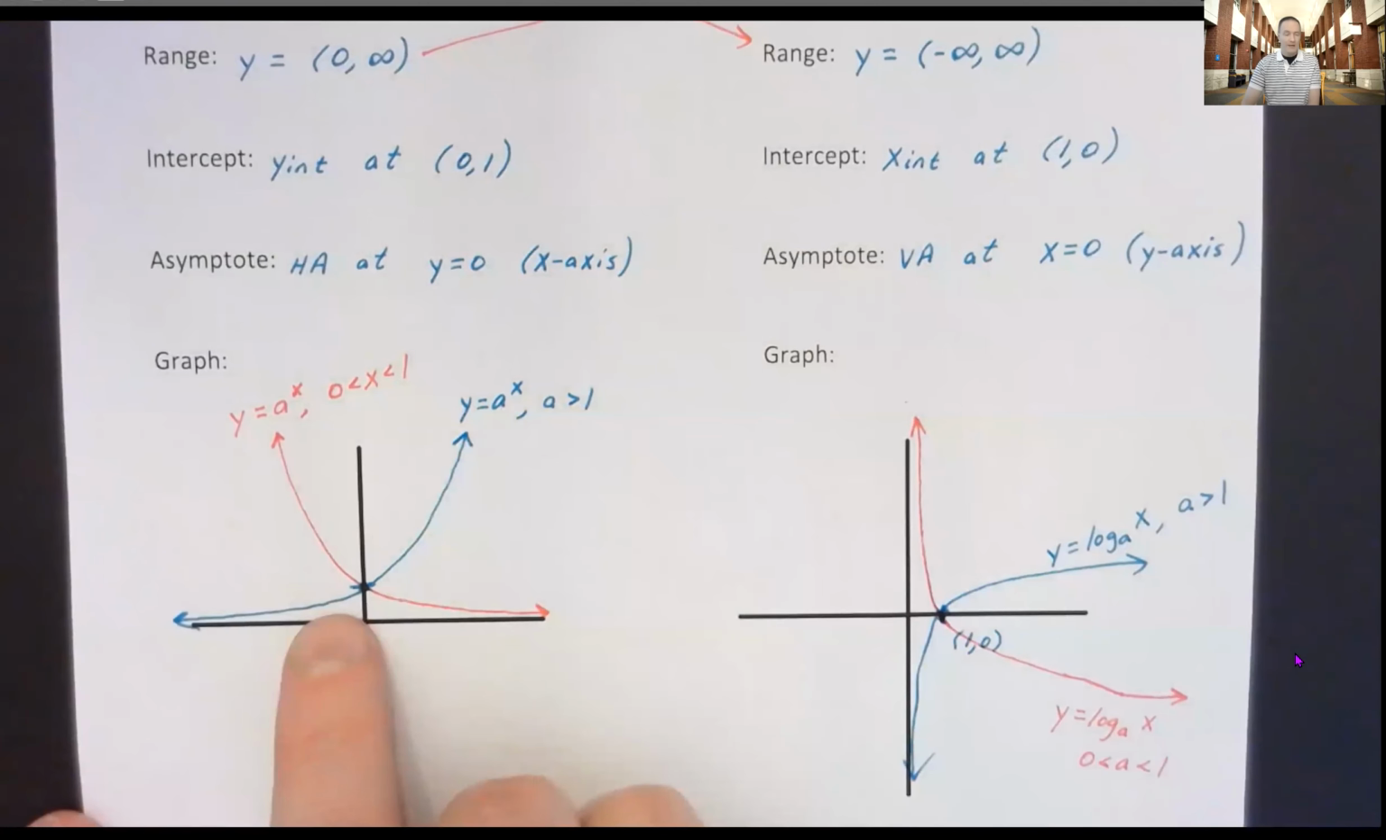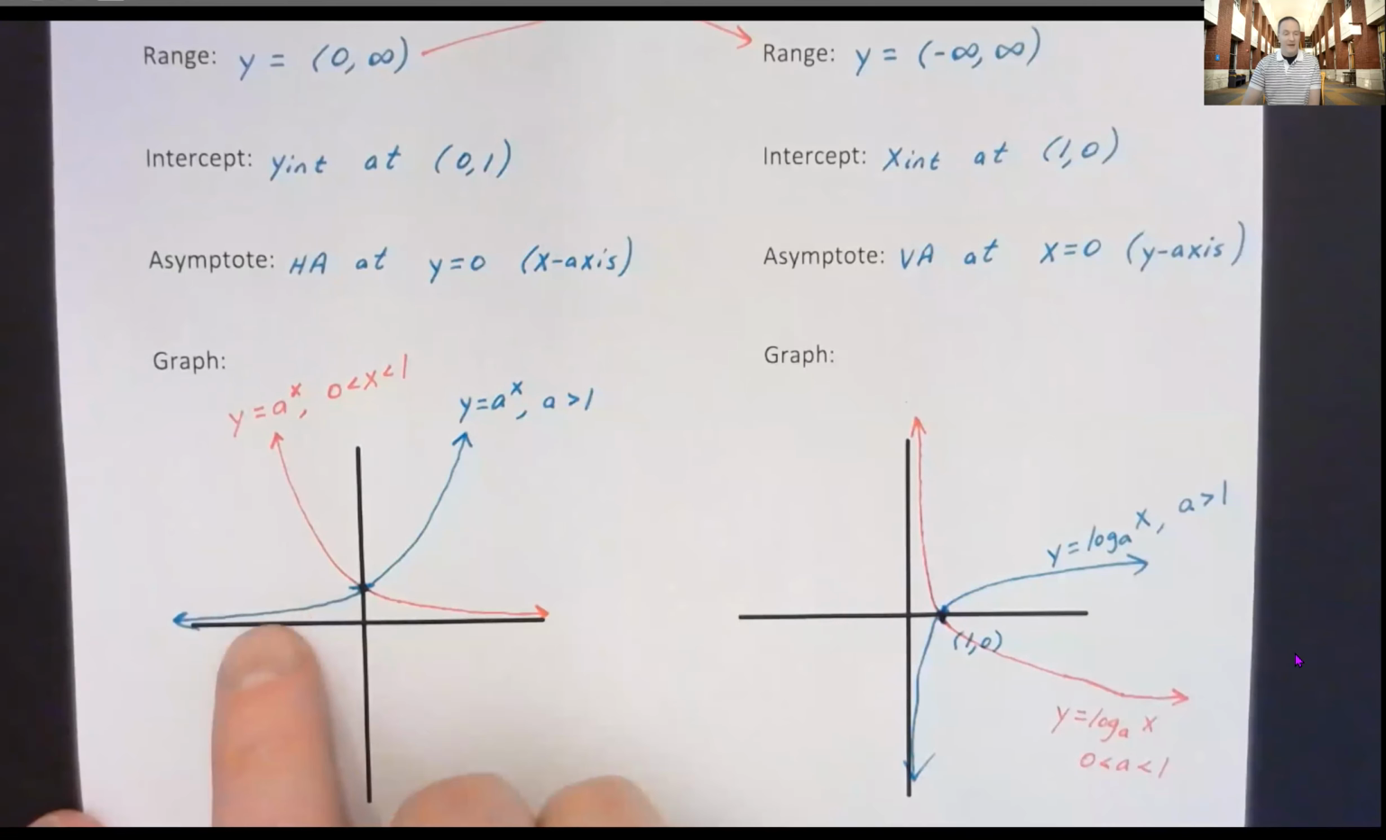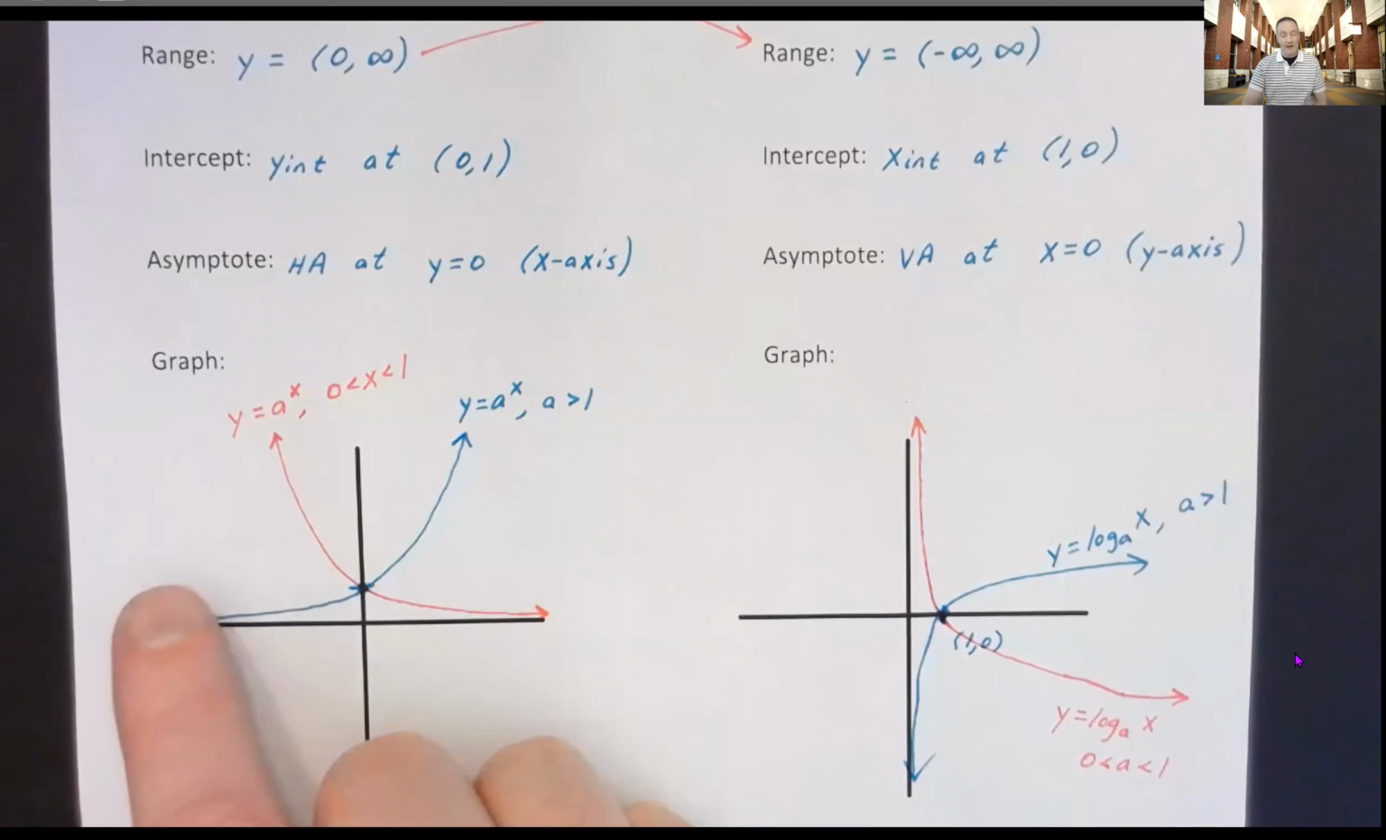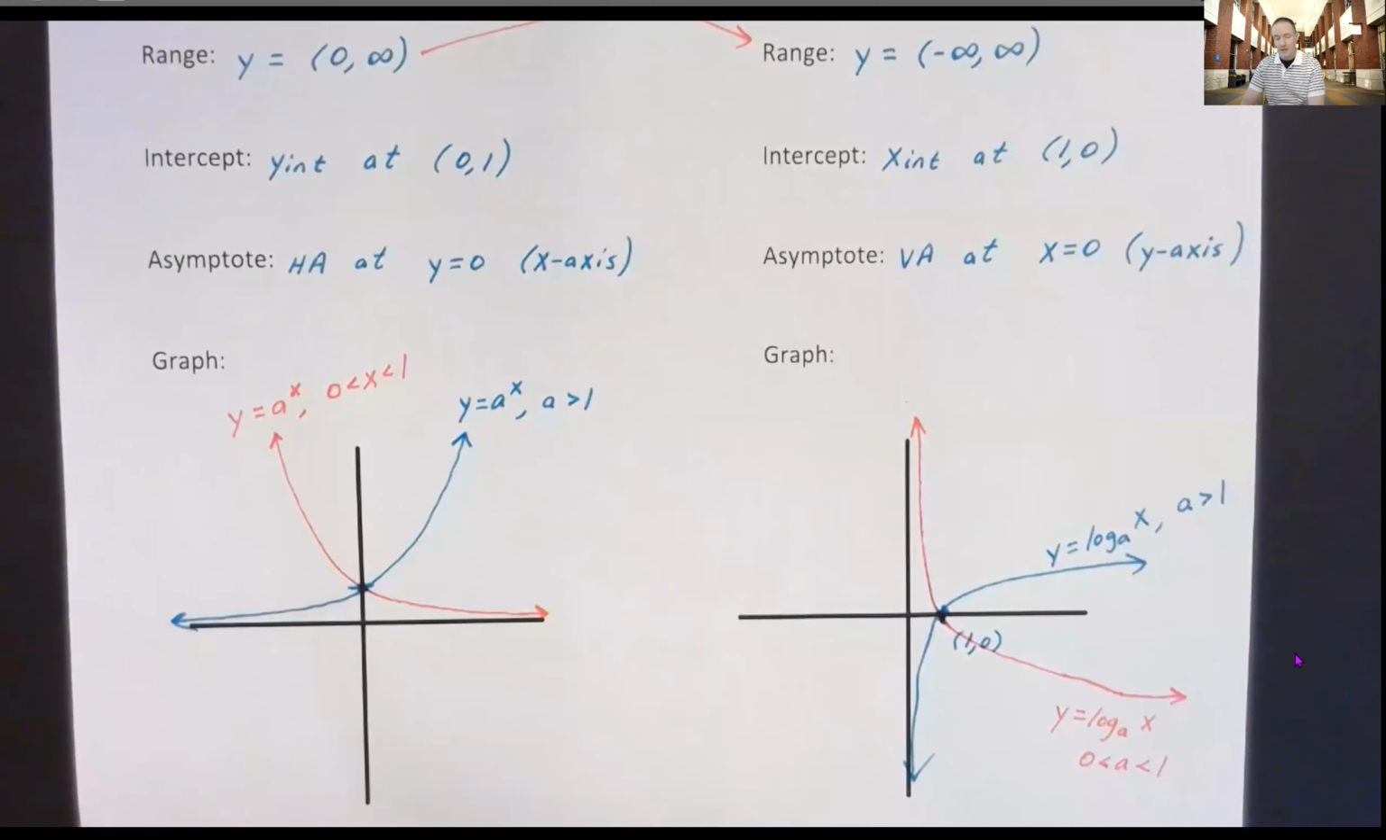you'd say, well, at -1, it'd be 5 to the -1, which would be positive 1/5. If x is -2, it'd be 5 to the -2, which is 1 over 25. 5 to the -3 would be 1 over 125. It very rapidly approaches that x-axis, but it can never hit it because it's always going to be 1 divided by some power of a there.